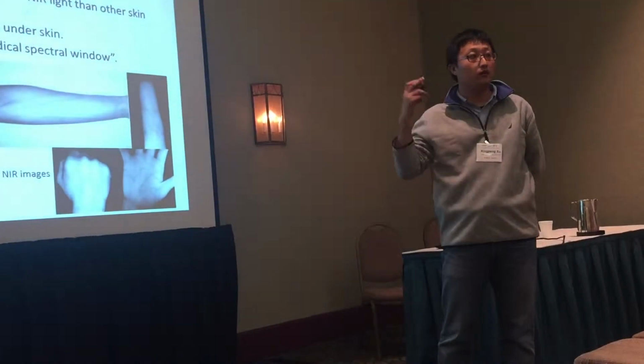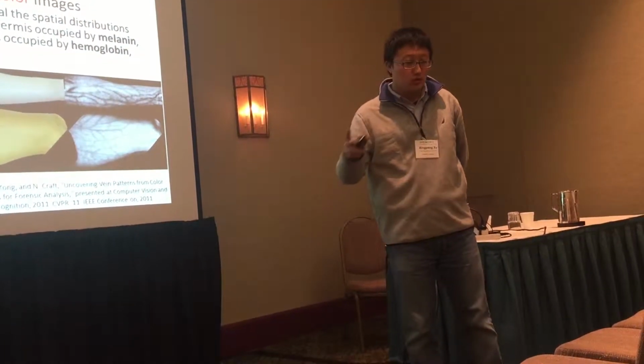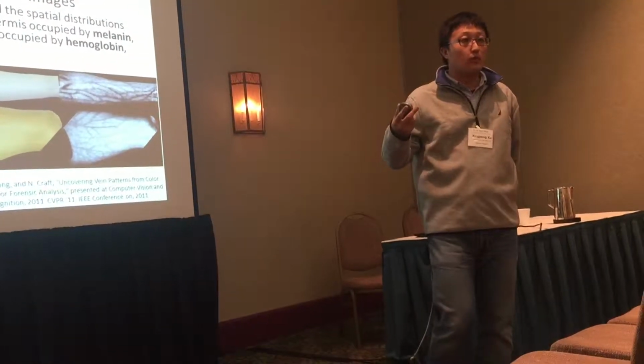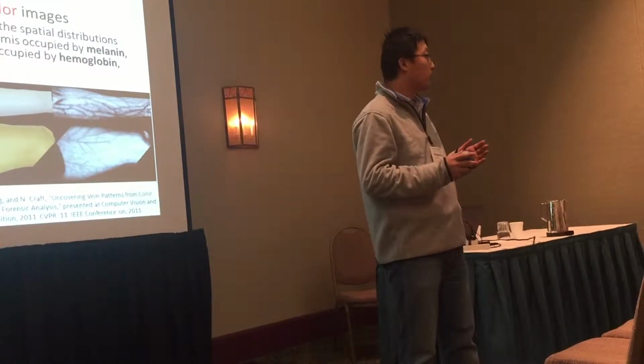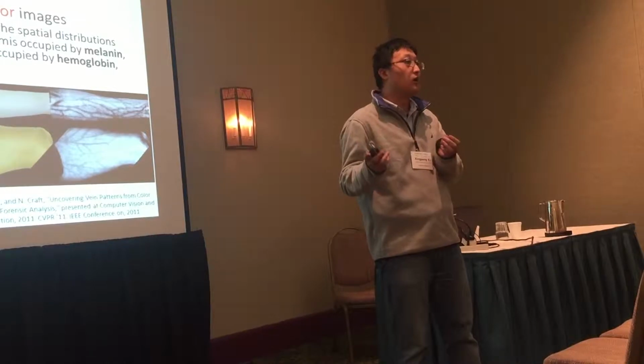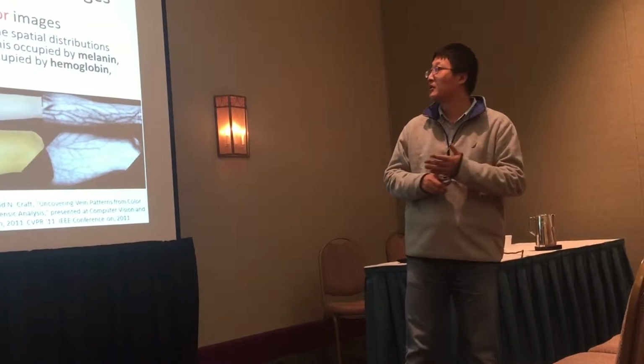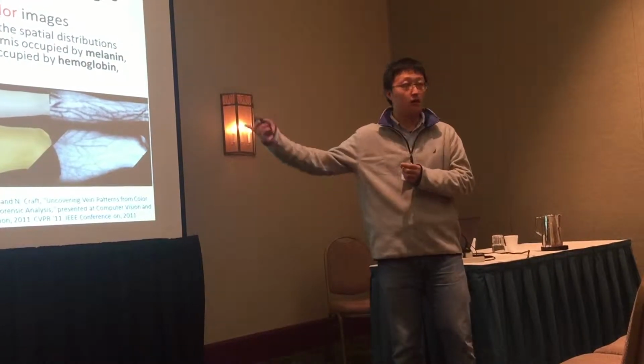Another one is we can get wave patterns from color images. Why do we do this? Because in our case, we don't always have near-infrared images. If the surveillance camera doesn't have an IR sensor, and in some other cases like images from the internet, they are not IR images. So we need to get wave patterns from the color images.